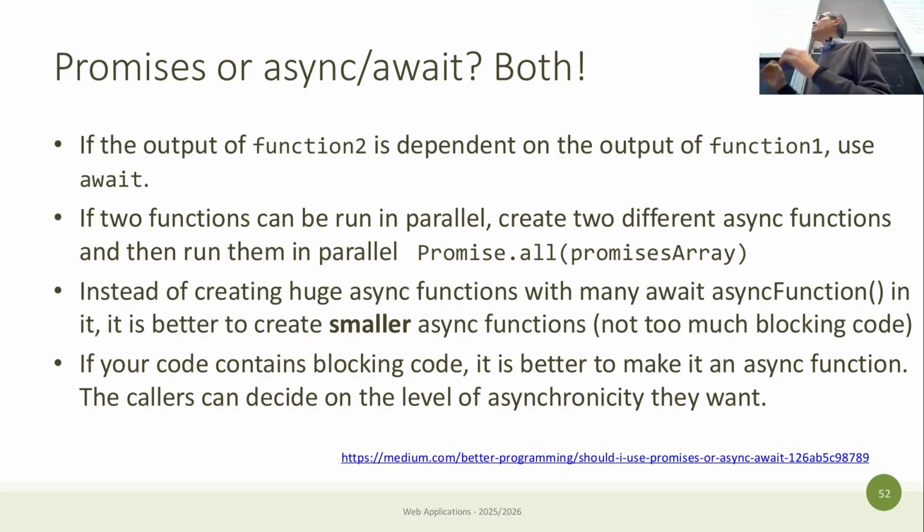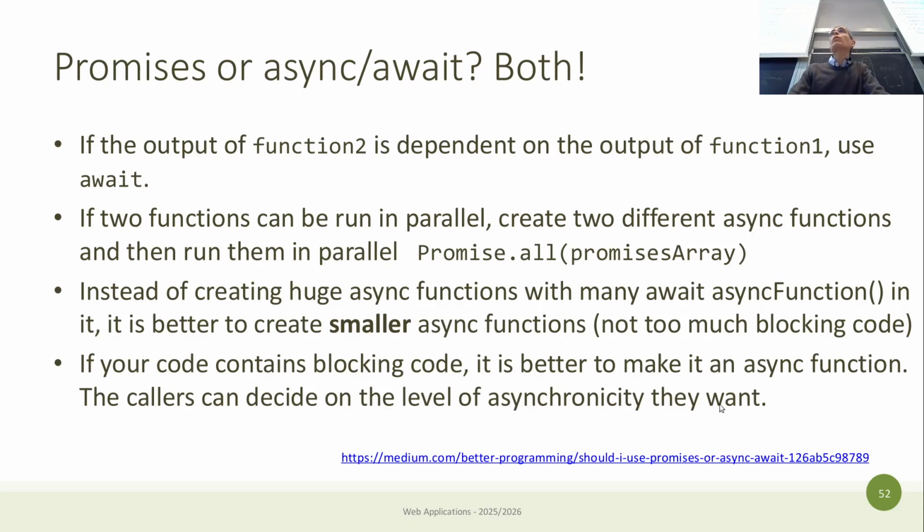What's the advantage of making a function that contains blocking code asynchronous? The advantage is that when you call it, you can decide what to do. You want to await, you just put await in front, okay? And then you will wait. You don't want to wait, you make it return a promise, you attach something, .then and so on, and you use it, and you continue with your code, okay? So basically, who calls the function can decide the level of asynchronicity they want, okay?